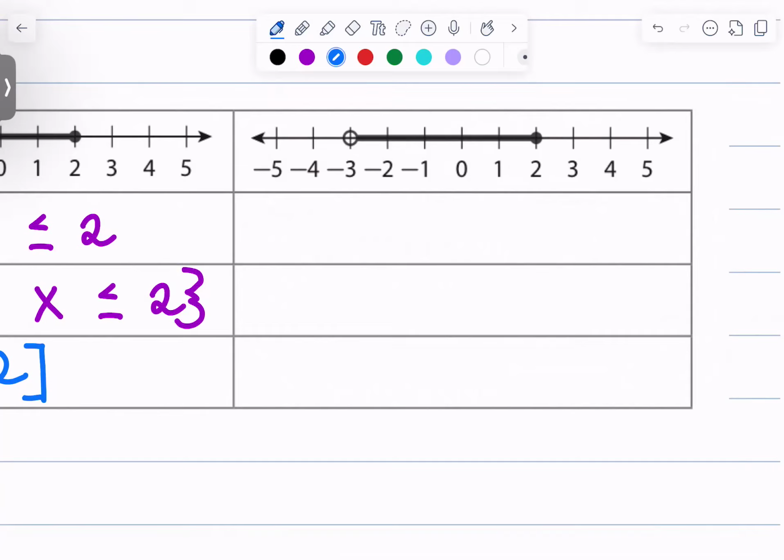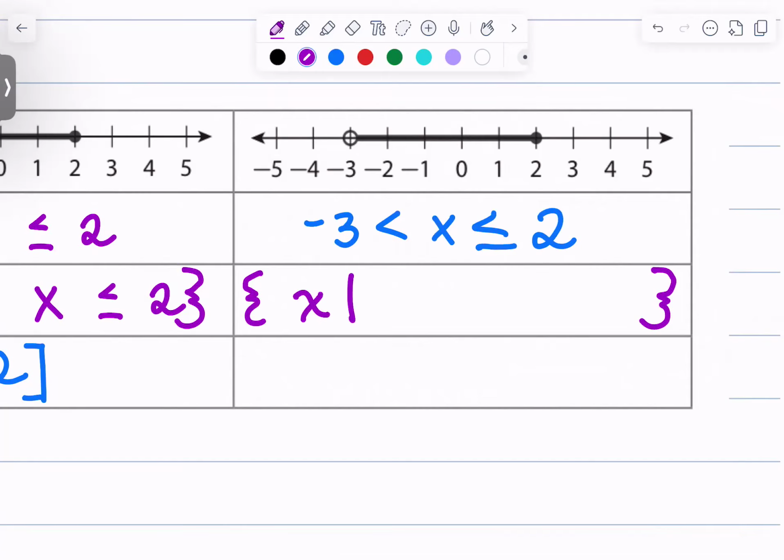Let's take a look at this one. -3 to 2. Can we come up with the inequality? -3 less than x, less than or equal to 2. Yep, that's it. Set notation. Again, please do not overthink. x such that, I'm going to write it out now, -3 less than x less than or equal to 2. Bing, bang, boom, you are done.